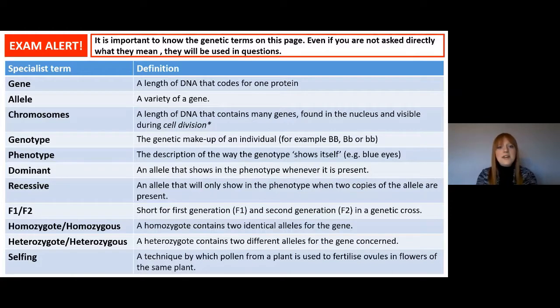So even if they don't ask you in a GCSE question to define the word, it's really important that you know what these words mean, because if they use the word phenotype in a question, like what is an organism's phenotype, then obviously you need to know what the word phenotype means in order to actually answer the question. So I'm not going to go through each of these because you can read them and learn them, but we're going to approach some of these as we move through the PowerPoint slides today.